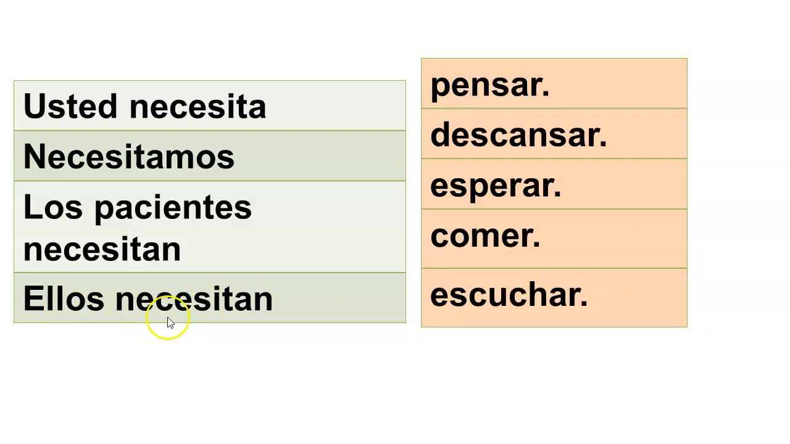Ellos necesitan. Ellos means they. So if you want to say they need, ellos necesitan. Ellos is plural, so notice the N. Ellos necesitan pensar. They need to think. They need to rest. Ellos necesitan descansar. They need to wait. Ellos necesitan esperar. They need to eat. Ellos necesitan comer. They need to listen. Ellos necesitan escuchar.